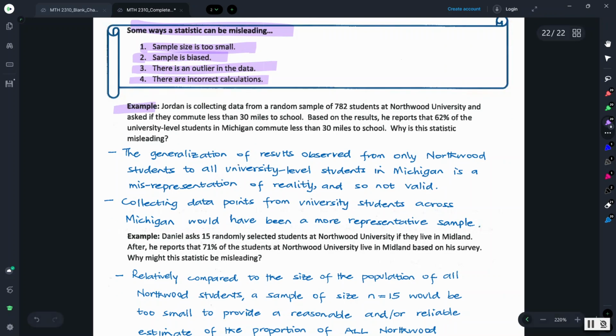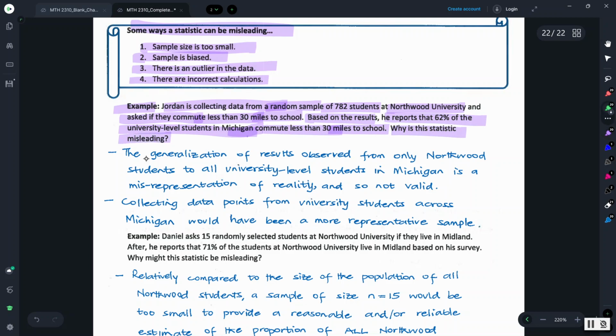So let's take an example of a scenario. Jordan is collecting data from a random sample of 782 students at Northwood University and asked if they commute less than 30 miles to school. Based on the results, it reports that 62% of university level students in Michigan commute less than 30 miles to school. Why is this statistic misleading?